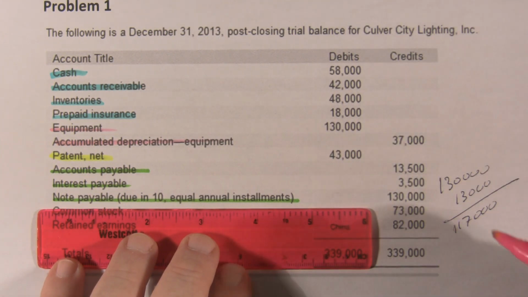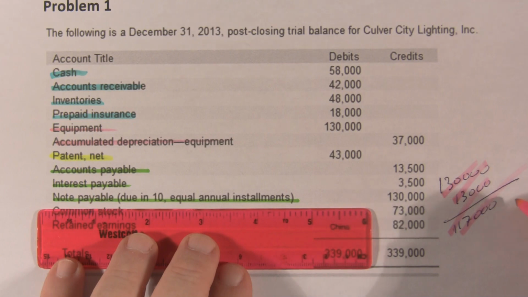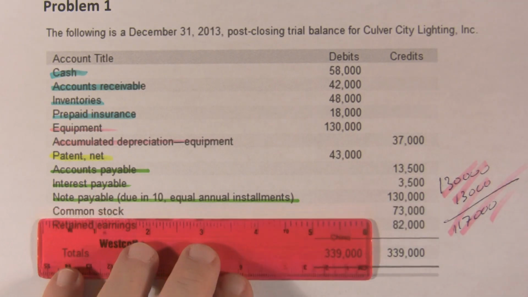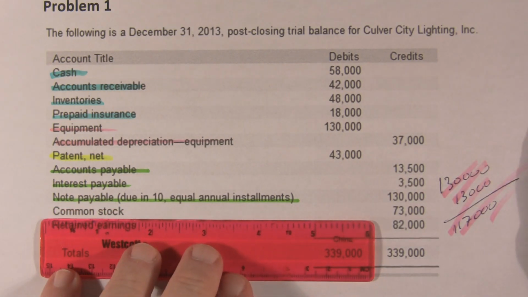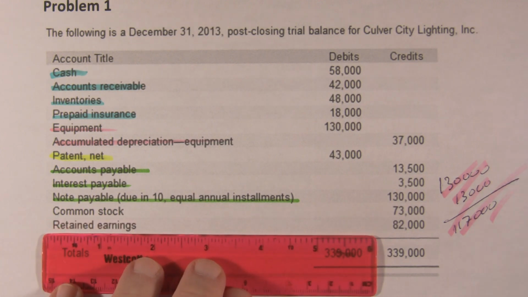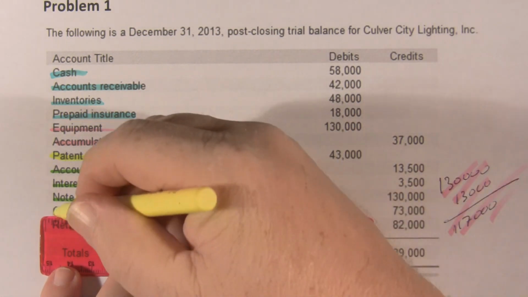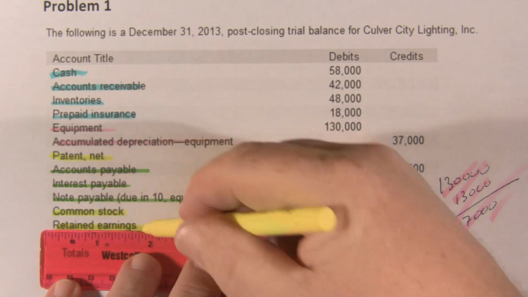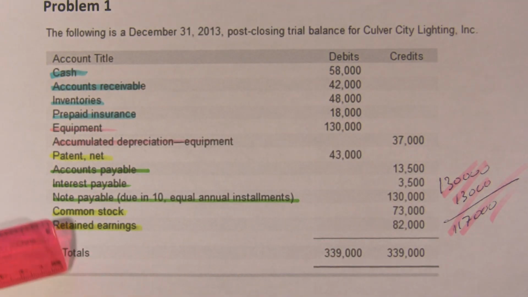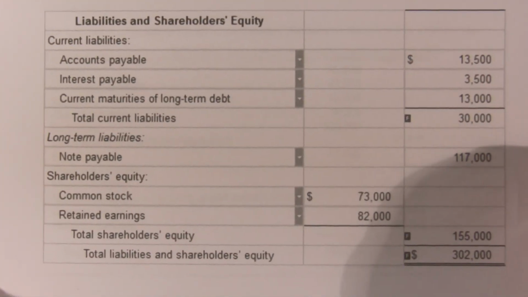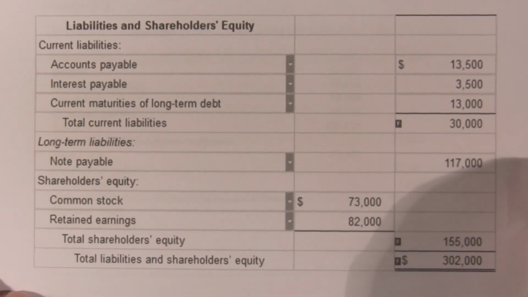So I'll highlight that in red. That's our long-term liabilities. And then we have our shareholders' equity, we have common stock, and we have retained earnings. And I'll highlight those in yellow because I'm running out of colors. So now we need to put those in order. So we'll start with our current liabilities, excuse me, and it will look like that.